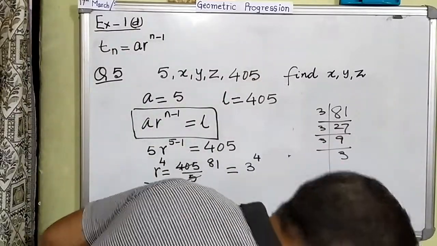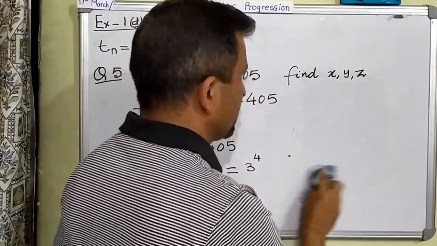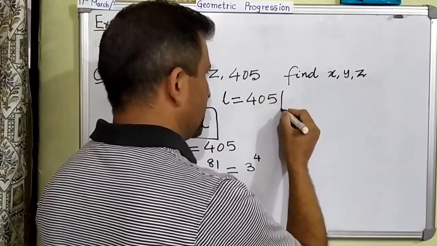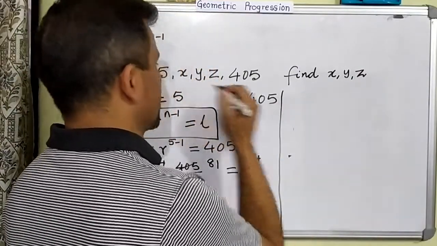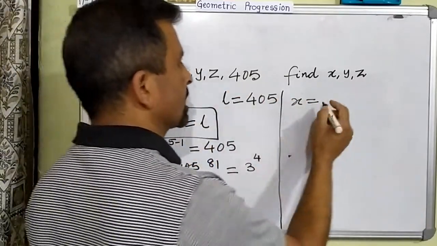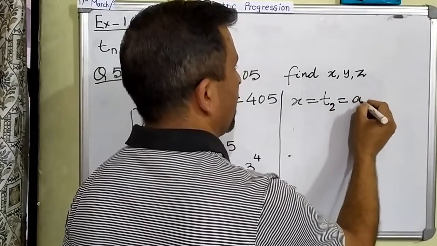After we got the value of R, we can now calculate the value of x, y and z. So we are now calculating the value of x, y and z. X first of all. X is the second term, so we can write this as T2. Right? And T2 means AR.